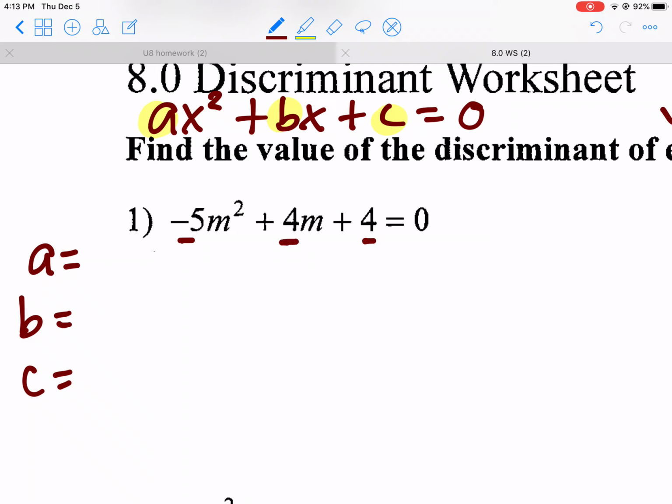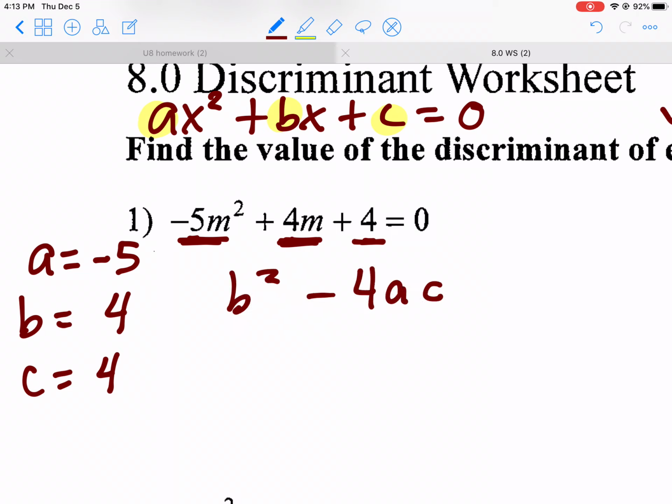So in this case, a is the coefficient of the quadratic term, -5. A is always the coefficient of the quadratic term when it's in standard form. The coefficient of the linear term, that's our b value, 4. And then the constant is our c value, 4. Okay, so what I would do at this point is write b squared minus 4ac. You're going to want parentheses around each of the letters.